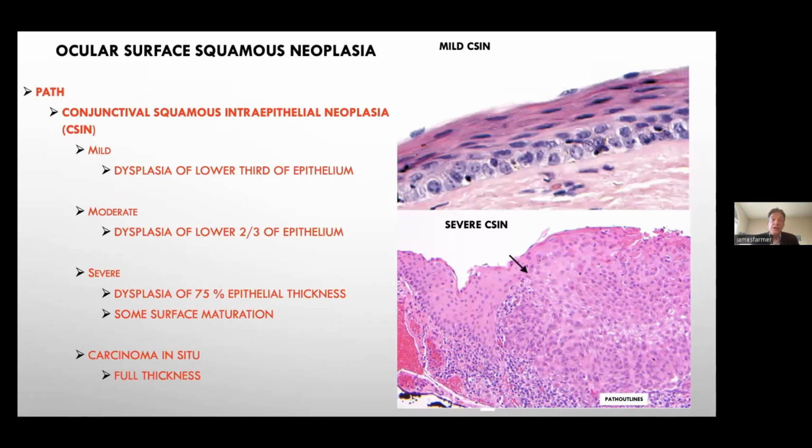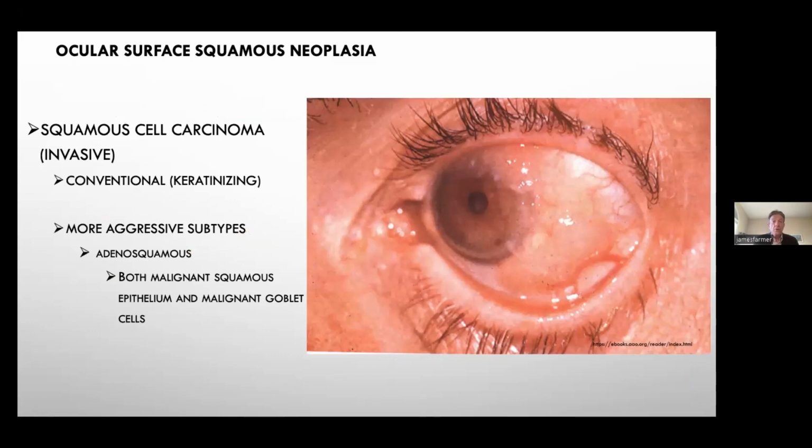OSSN is the clinical term because the clinician can't tell whether that's carcinoma in situ or invasive. So when we sign these things out, it goes out as conjunctival squamous intraepithelial neoplasia, or CSIN, similar to what it's graded in the cervix. It's mild if it's the lower third, it's moderate if it's the lower 2/3, it's severe if it's 75%, and it's carcinoma in situ if it's full thickness. You're very familiar with the sort of grading of these lesions. And the higher the grade, the more likely it is to progress to invasive carcinoma.